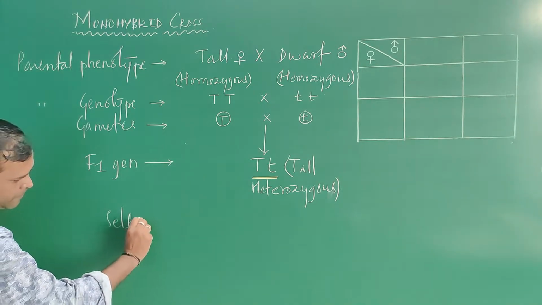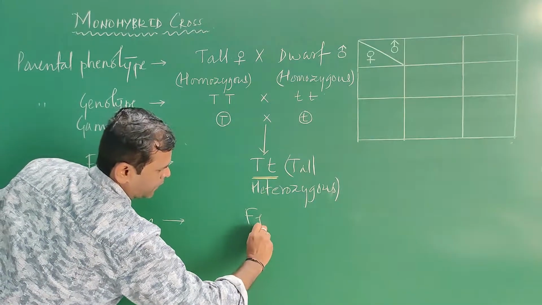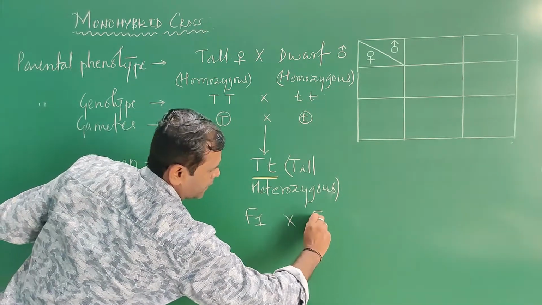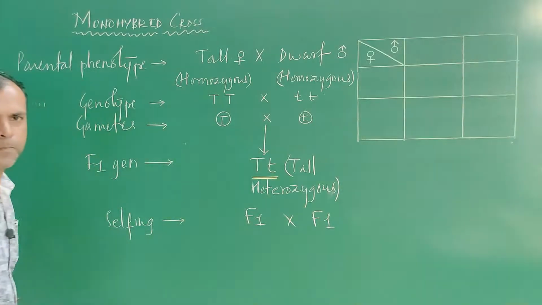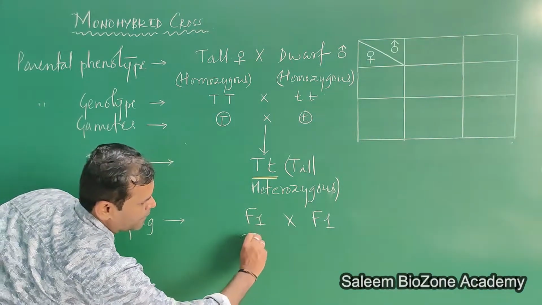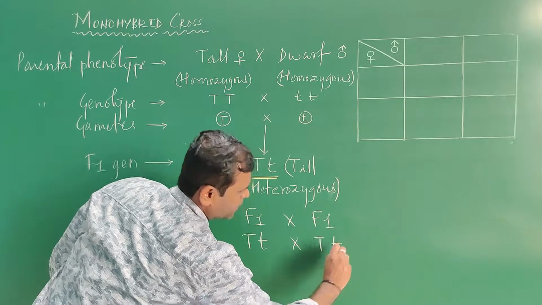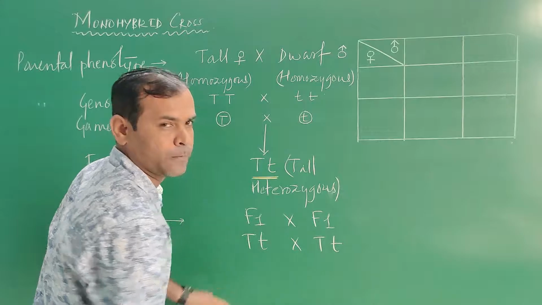Selfing, that is, he crossed F1 plant with F1 plant. Now what will be the F1? This is our F1, correct? So capital T, small t, self-pollinated with capital T, small t, because two F1 plants.